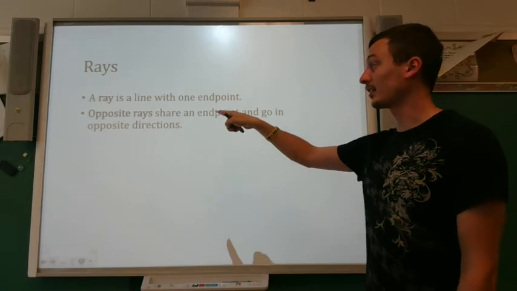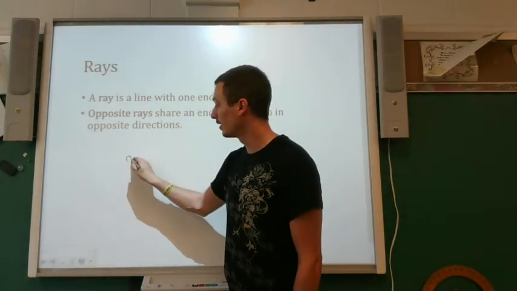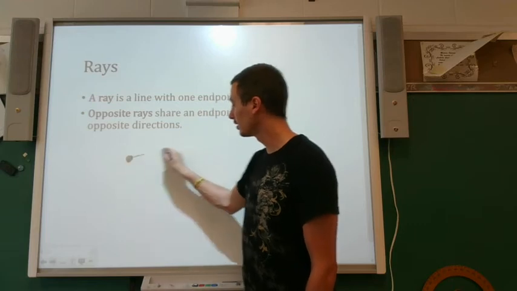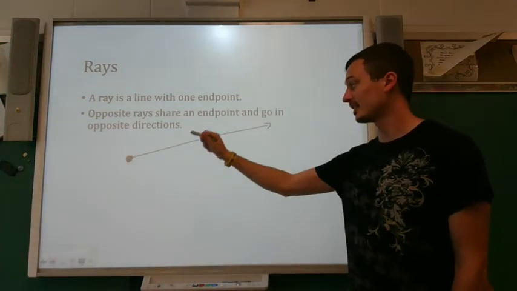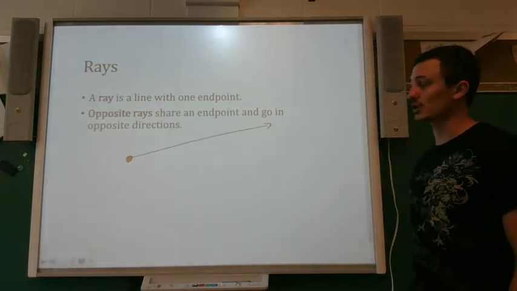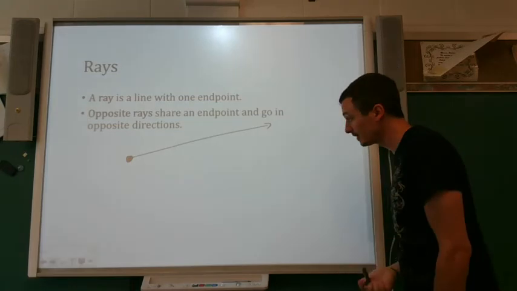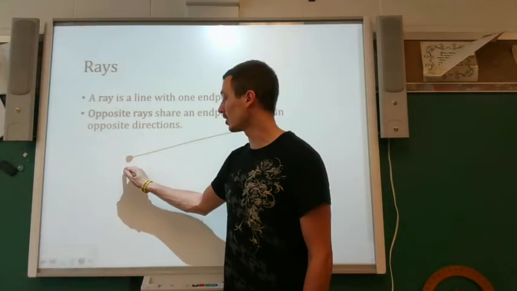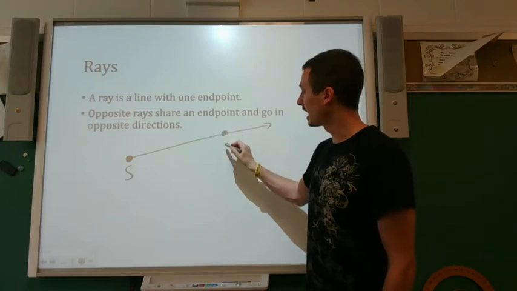So if we're talking about a line, a ray is a line with one endpoint. So a ray goes from here off for forever. It has one endpoint and it goes off forever. Now to name a ray, you need the endpoint. Let's call this point S, and another point on it, Q.